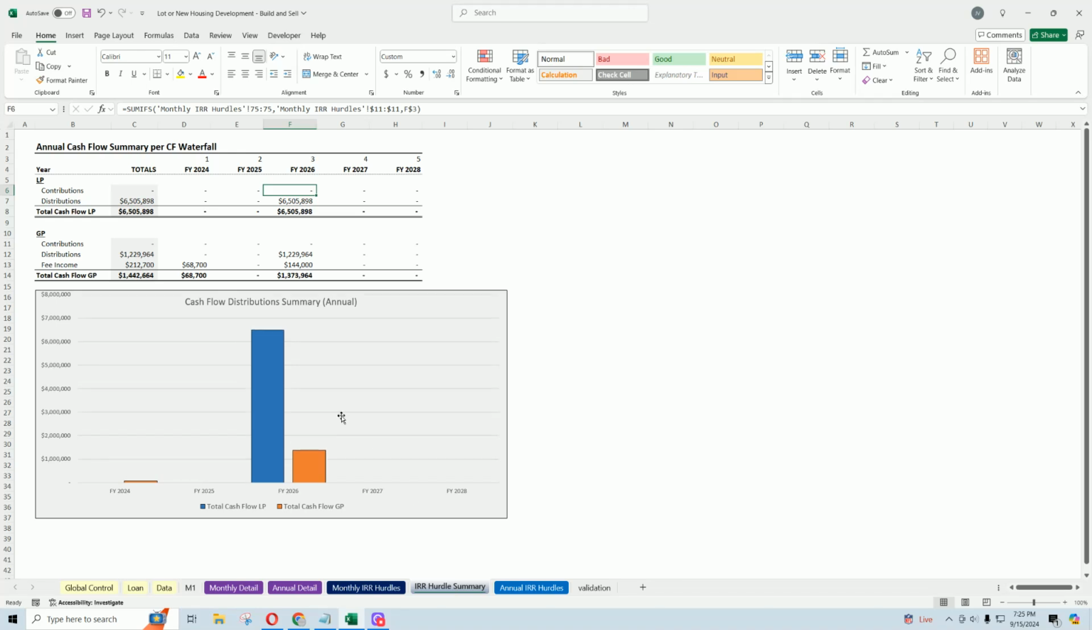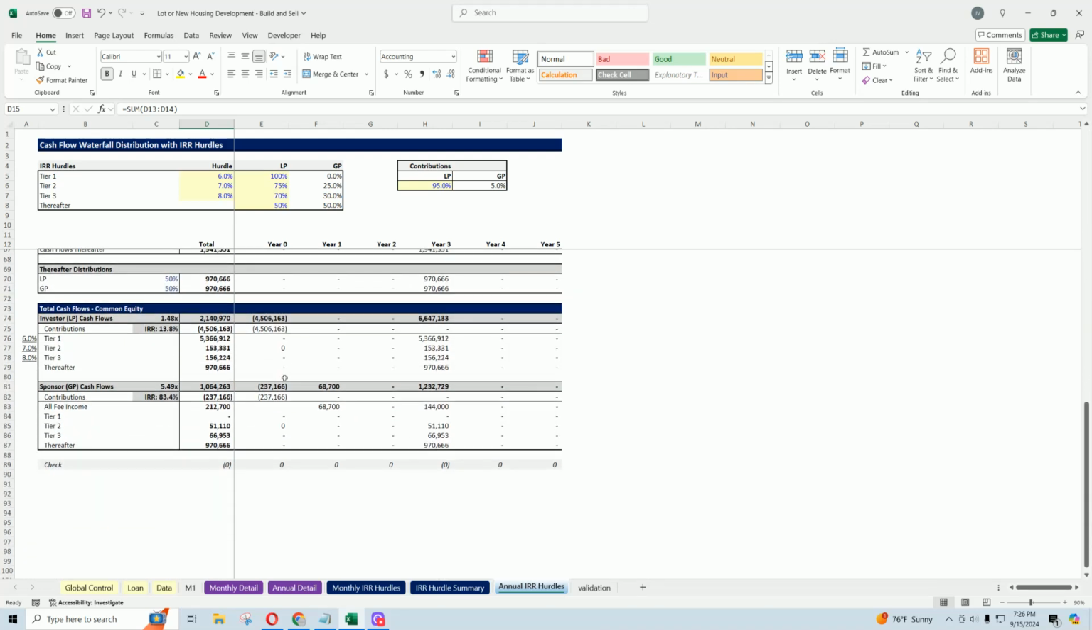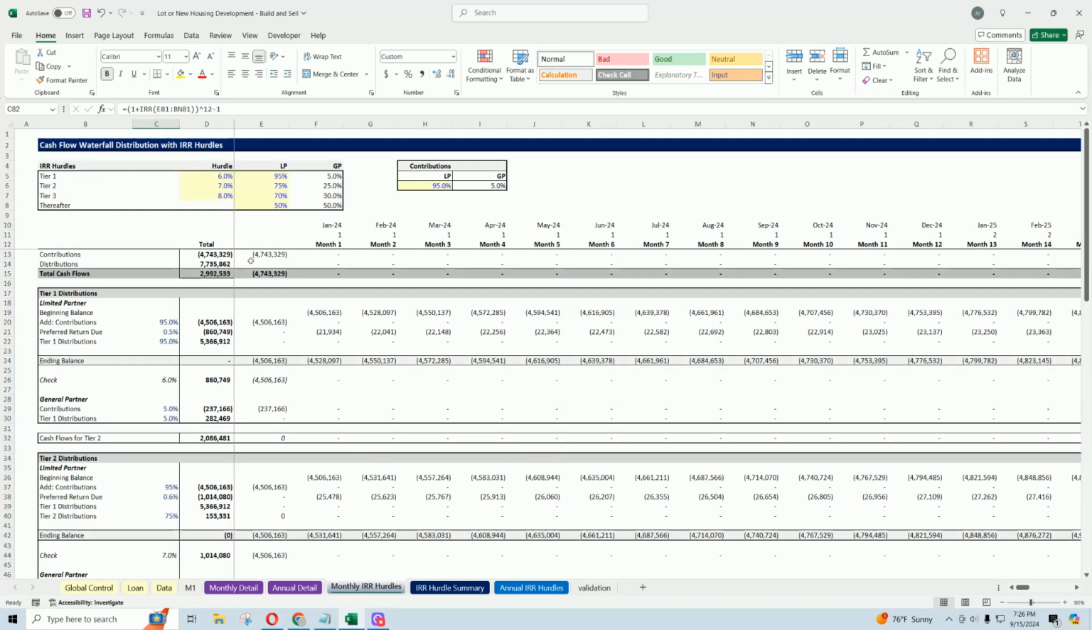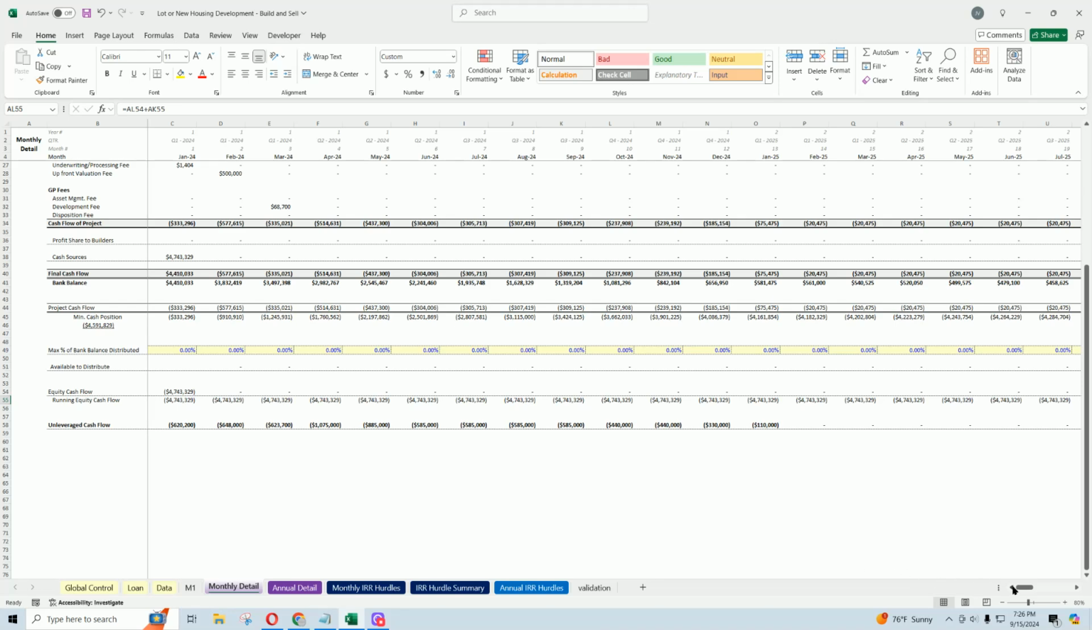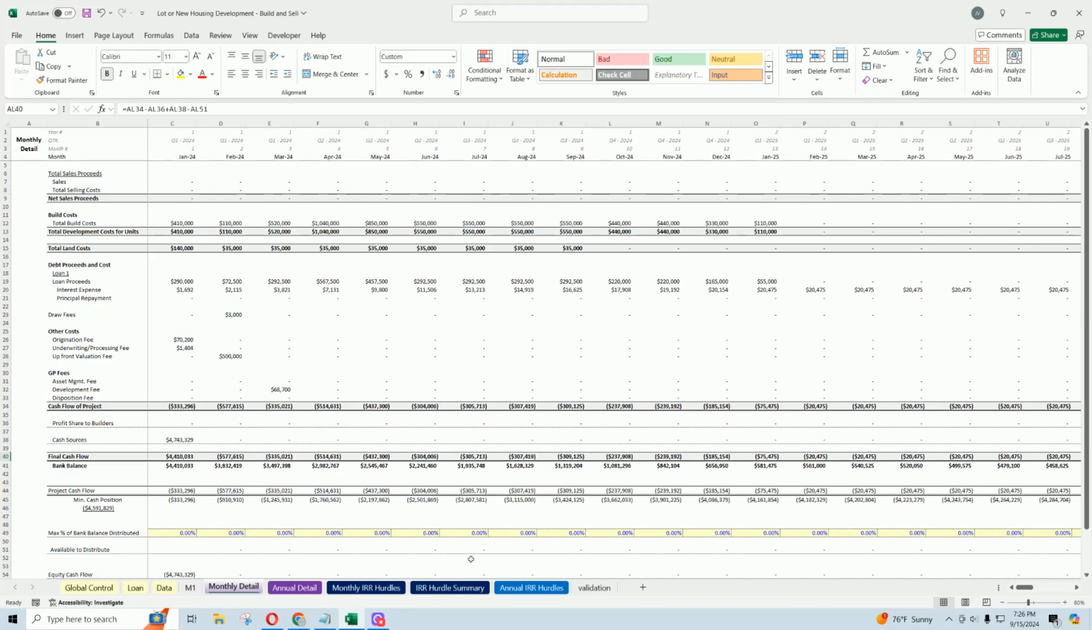I did an annual summary of the LP and GP's returns based on that. And I've also done annual IRR hurdles, which should match the monthly, assuming you do all the cash up front, as is happening here, and you're doing a full 36 months. And notice on the monthly detail of the model, I've ended the cash flow. So you're getting all that cash in month 35 and the final distribution is in month 36. So it all fits in 3 years in this case.